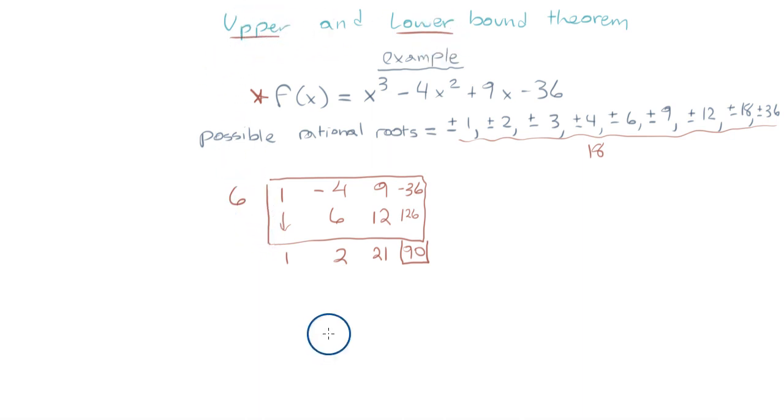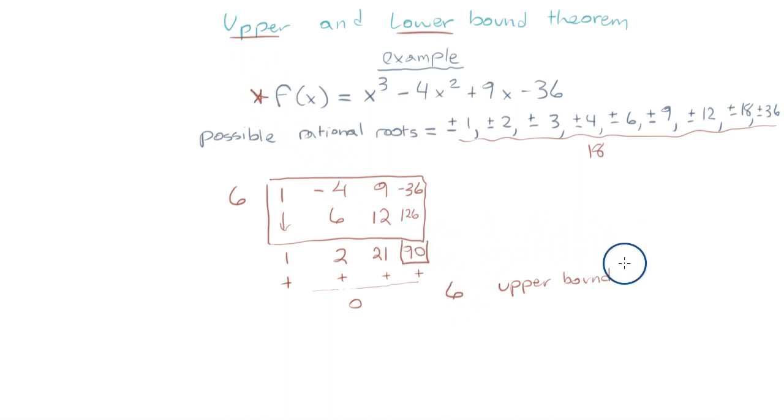But the upper and lower bound theorems says that if we look at the sign changes of our polynomial here, so we have a positive, positive, positive, and positive, which represents 0 sign changes, that tells us that 6 is what we call the upper bound of our roots. That means that there cannot be any root that is bigger than 6 in our polynomial equation.